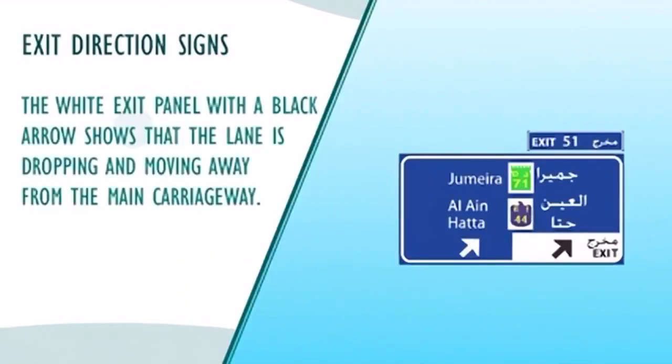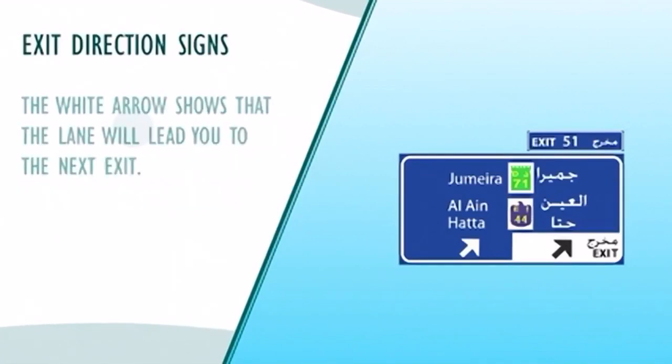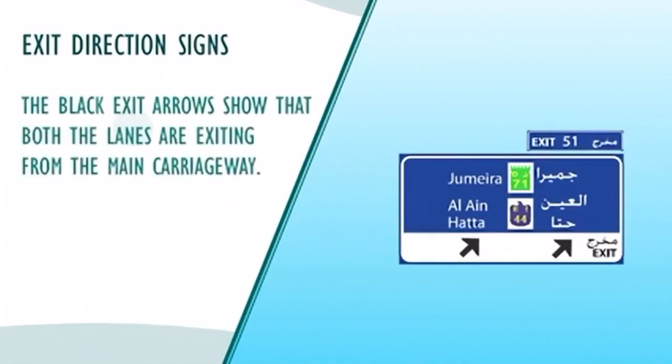The white exit panel with a black arrow shows that the lane is dropping and moving away from the main carriageway. The white arrow shows that the lane will lead you to the next exit. The black exit arrows show that both the lanes are exiting from the main carriageway.